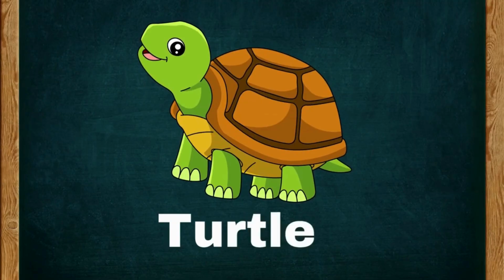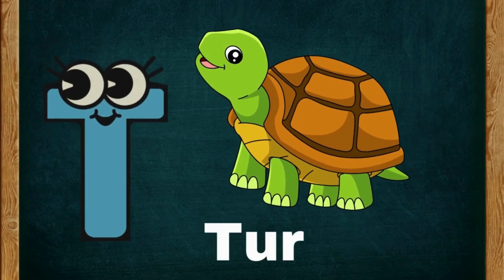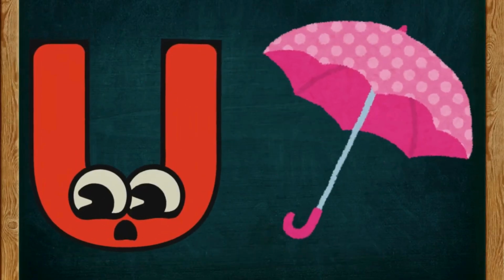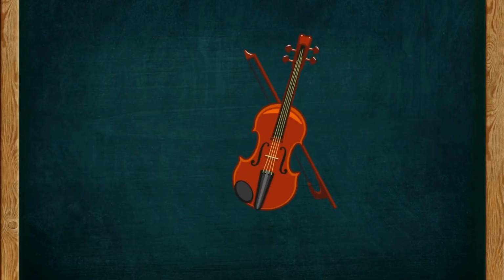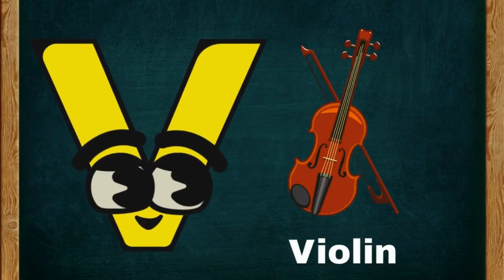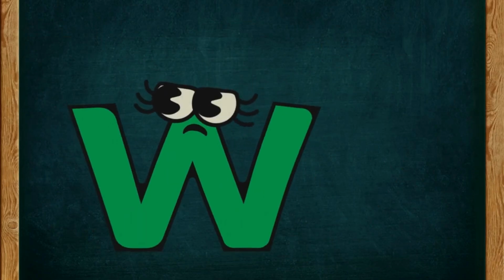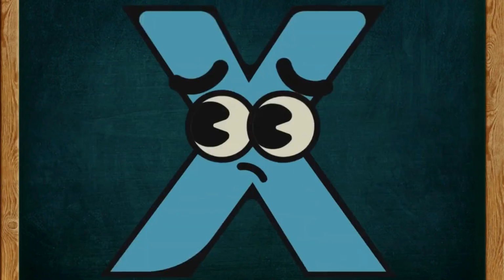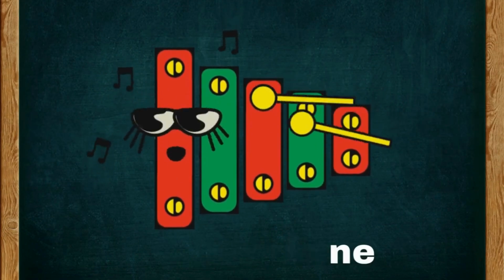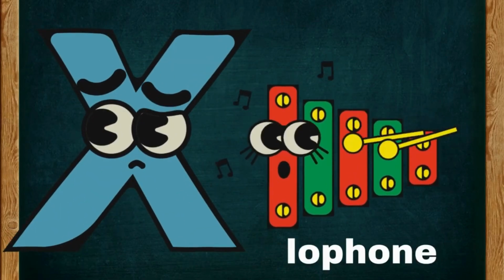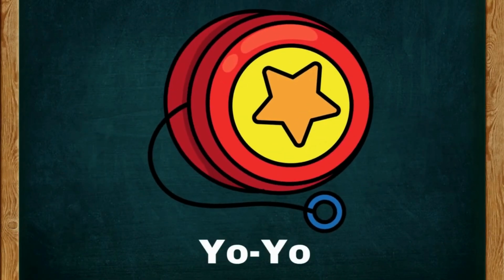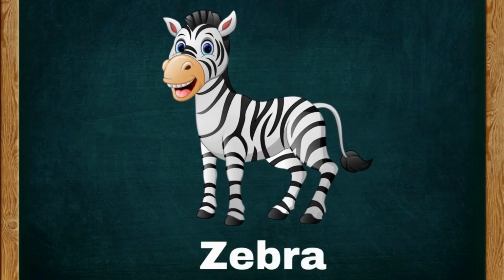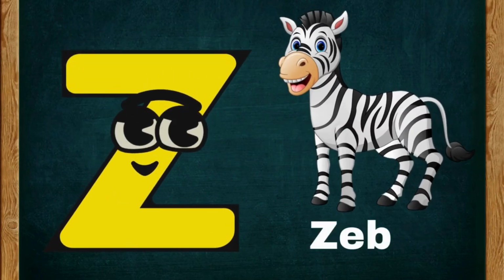T is for turtle. U is for umbrella. V is for violin. W is for whale. X is for xylophone. Y is for yo-yo. Z is for zebra.